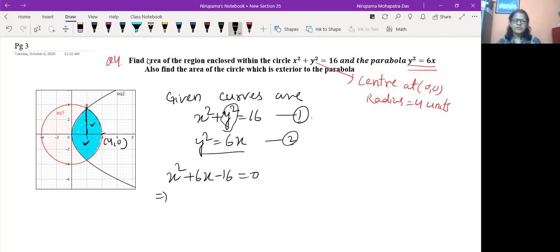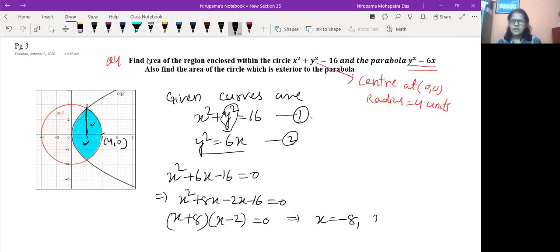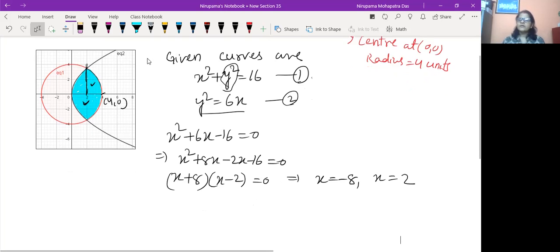So you can get x square plus 8x minus 2x minus 16 equal to 0. Or you can write (x plus 8)(x minus 2) equal to 0, which gives us x equal to minus 8, x equal to 2. But looking at the rough sketch, x equal to minus 8 is not coming because the parabola is opening towards the positive direction of x-axis, so x cannot be negative. So this value is rejected.